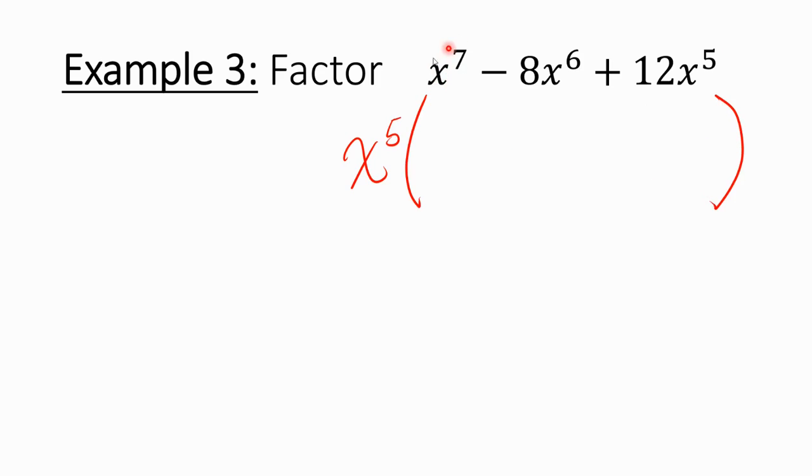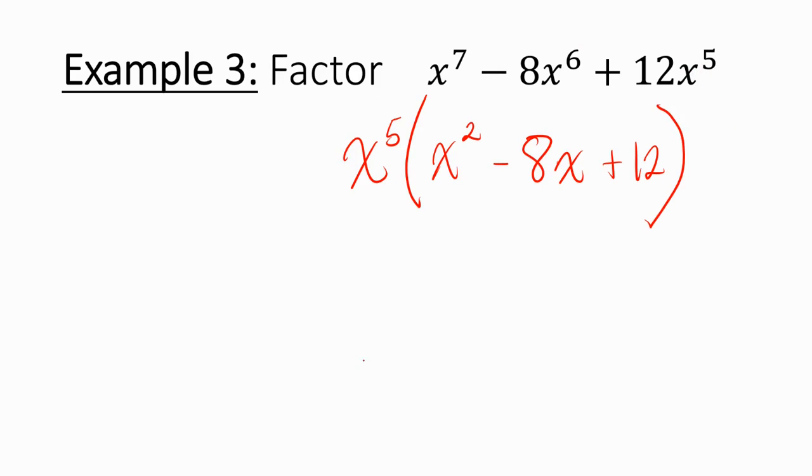So how many x's will I have left in this one? Just 2. It'll just be x squared. That -8 doesn't change at all. How many x's will we have left on this one? Just 1. That +12 doesn't change. And how many x's do we have left here? None, actually, because I pulled out all of the x to the 5th. So that's just going to be 12. All right, so now what do we do?